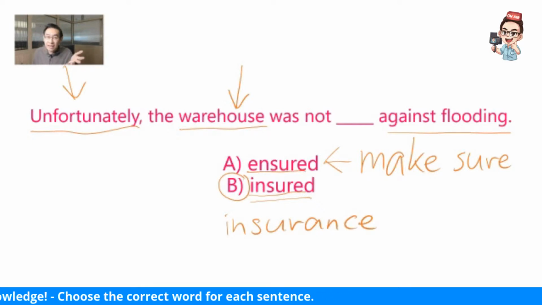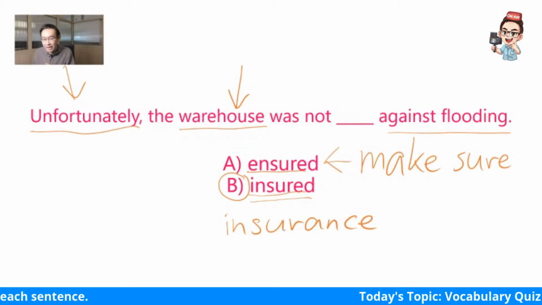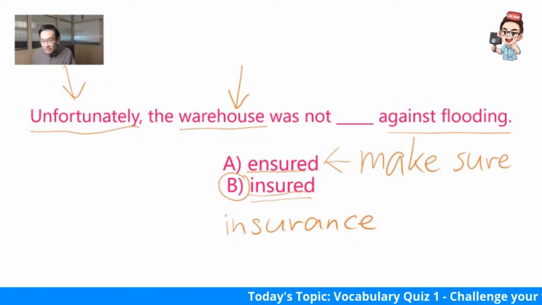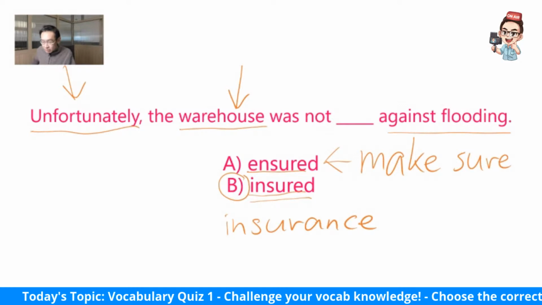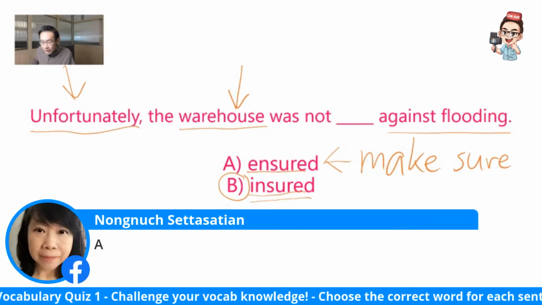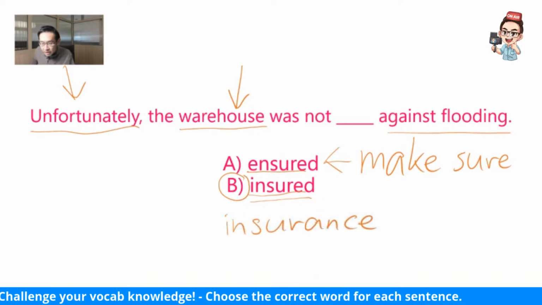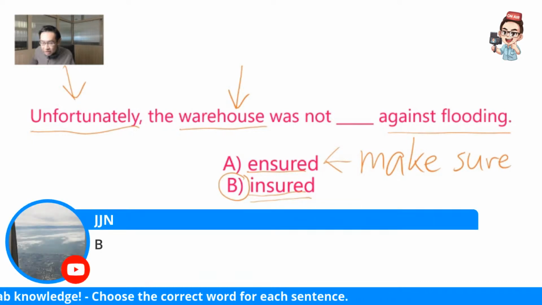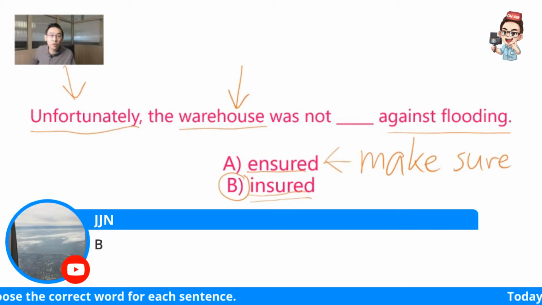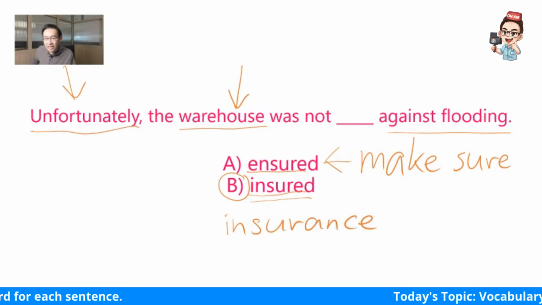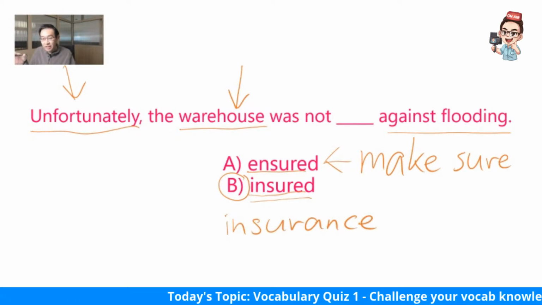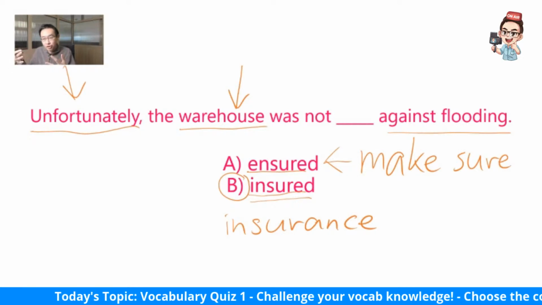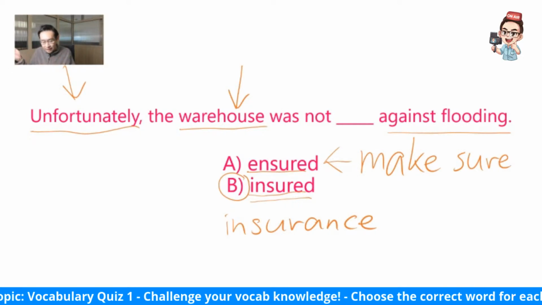So they didn't get paid from another company in case of flood, right? So that's why the best answer here is actually B, okay? We have another guess, A, here, but the correct answer is B. Congratulations, JJN, for choosing B. That's the correct answer. We say insured in this case. The building was not insured against flooding, okay?